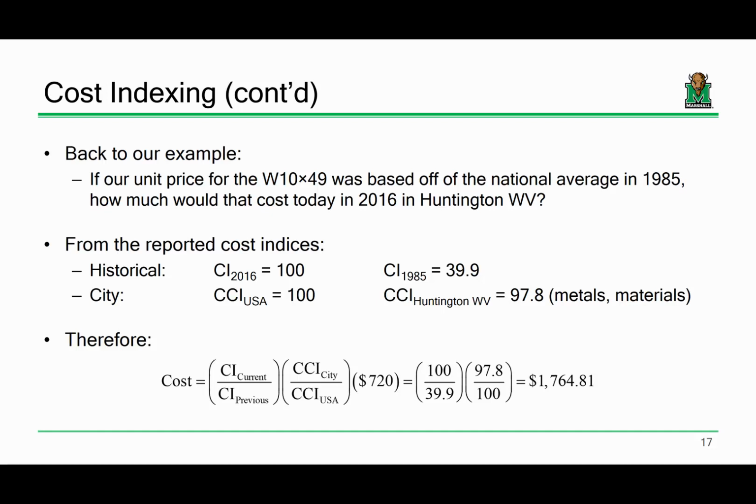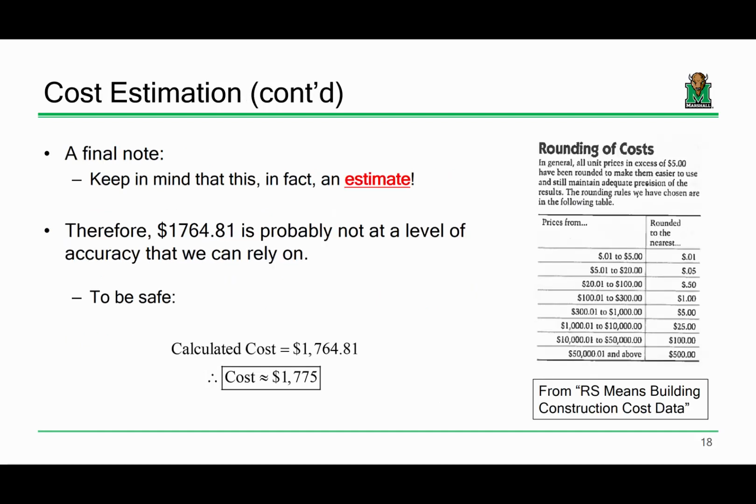Well, the historical cost index is 139.9. The city cost index is 197.8. So that's $720 in 1985 as an average in the United States. Today, in Huntington, it would cost about $1,761.81. Okay, so does that make sense? Everybody okay with that? Now, one final note, just to keep in mind, this is an estimate, okay?